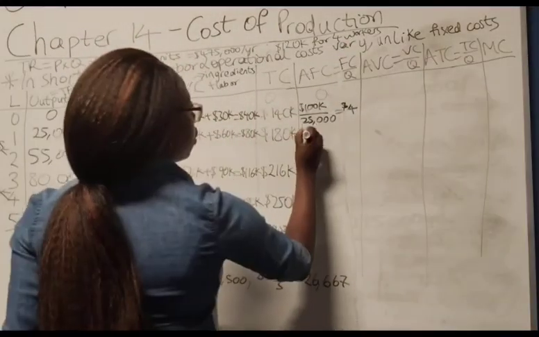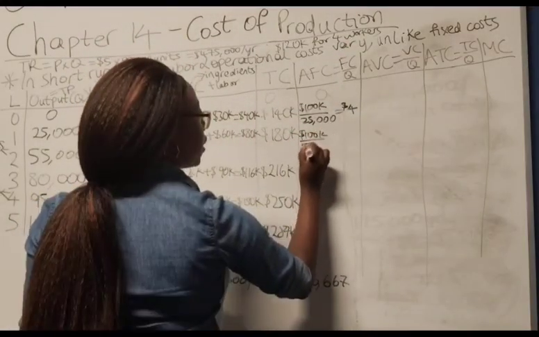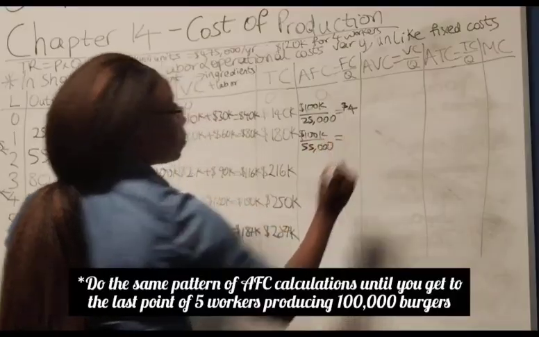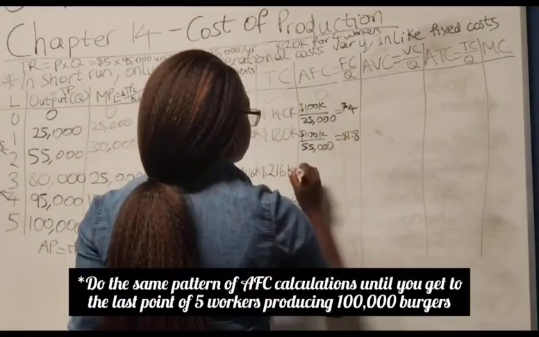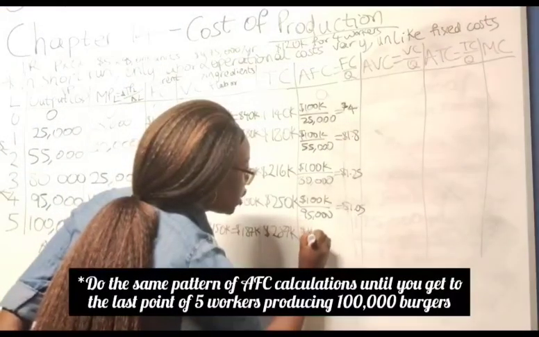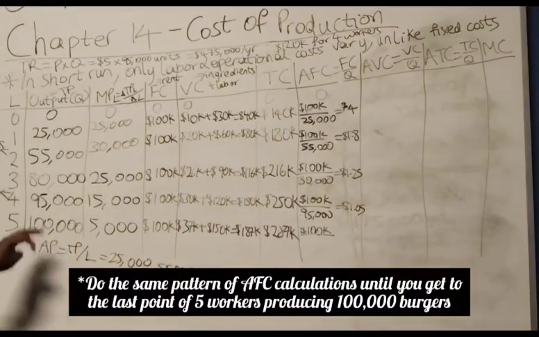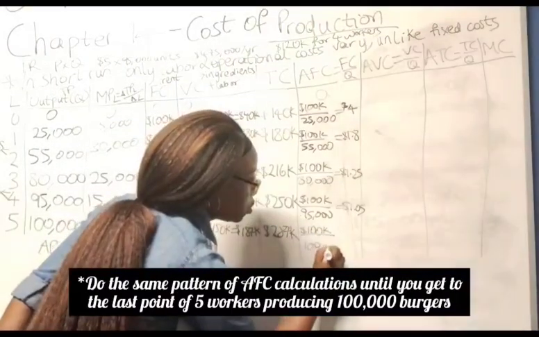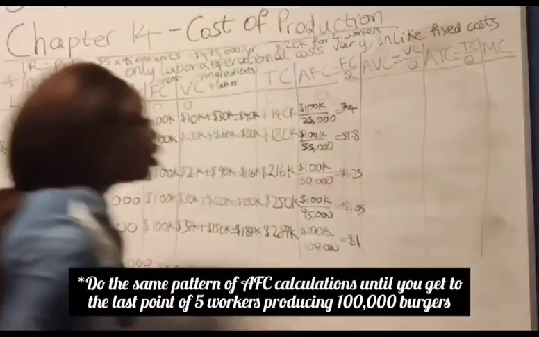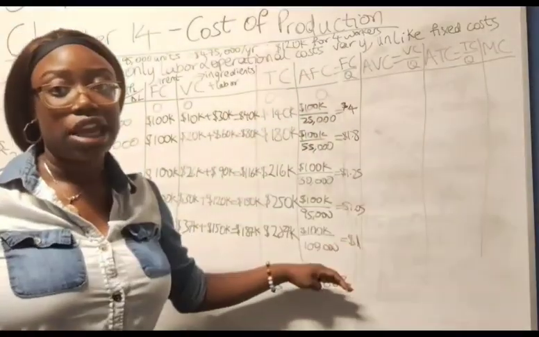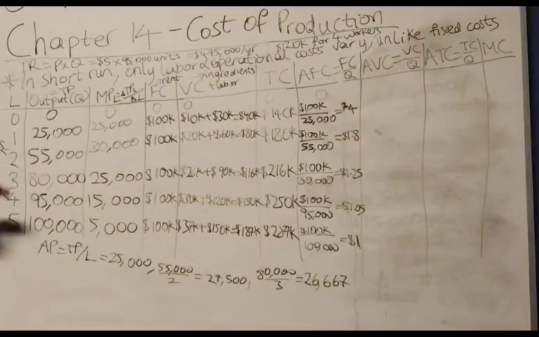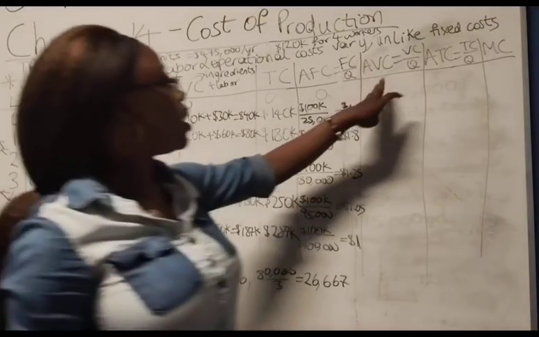At 2 workers, same concept, 100K divided by 55K burgers, okay? So not dollars, all right. And that's going to give you $1.8 on average. How about at 5 workers? So that's going to be 100K fixed cost divided by 100,000 burgers produced. So that's going to be 1. So notice how on average your fixed cost reduces over time because you're able to increase the quantity that is produced.